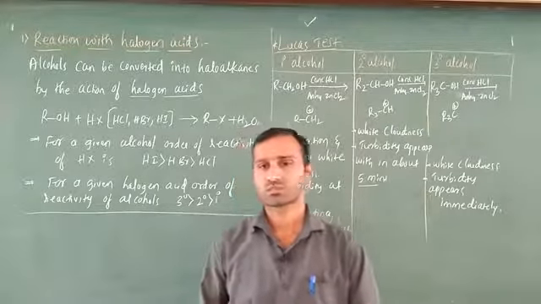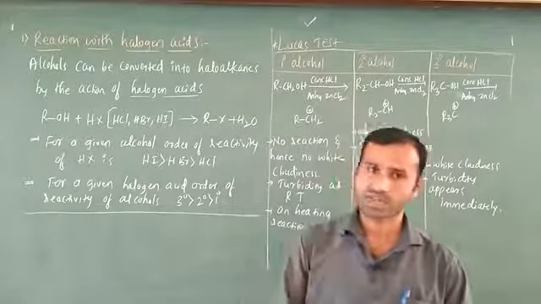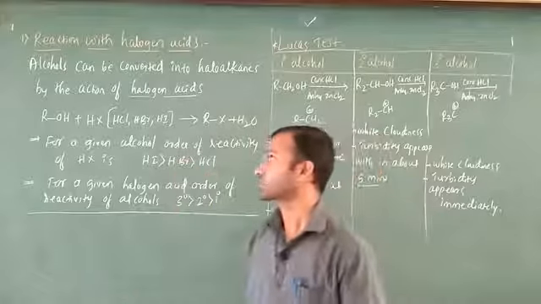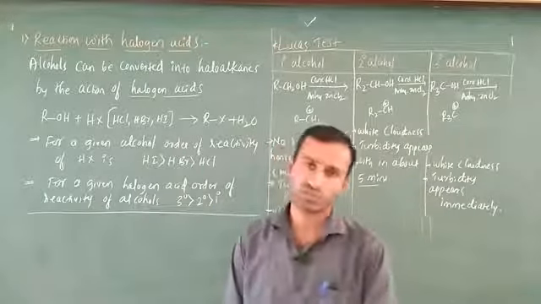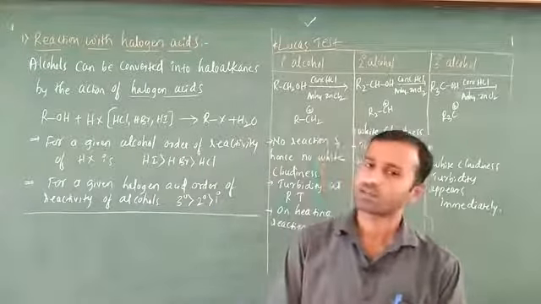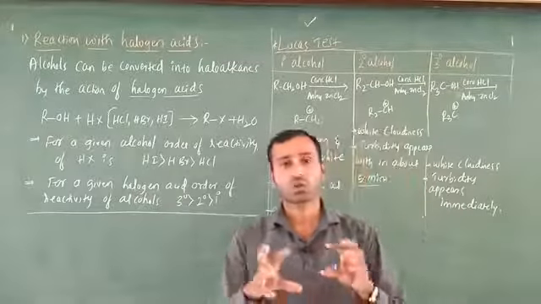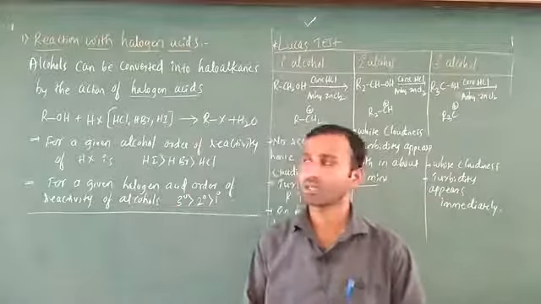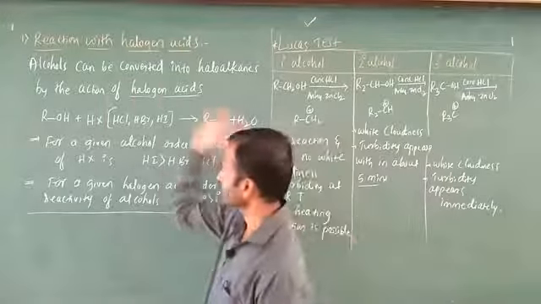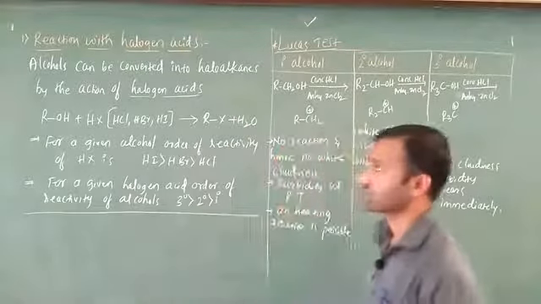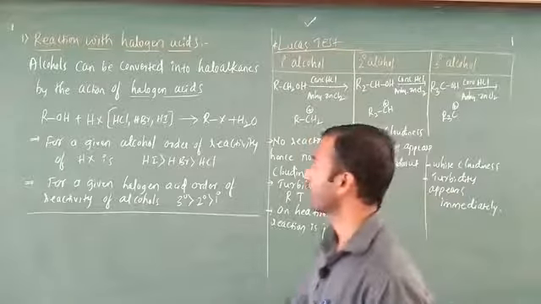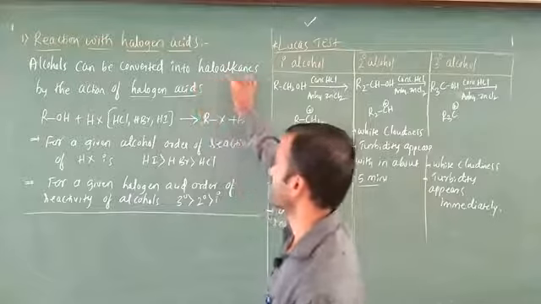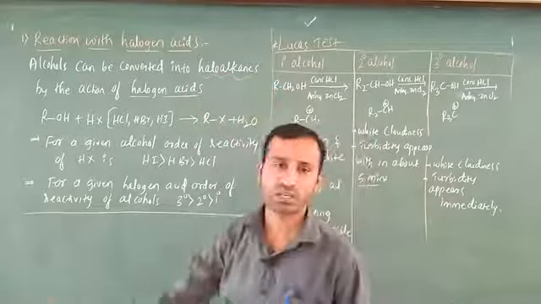Today we are going to discuss, which comes under esterification. The next part is the reaction with halogen acids. What I started in the last class was the cleavage of the carbon-oxygen bond. This is the first point. In this case, a reaction with halogen acids: alcohol can be converted into haloalkanes, very simple, by the action of halogen acid.